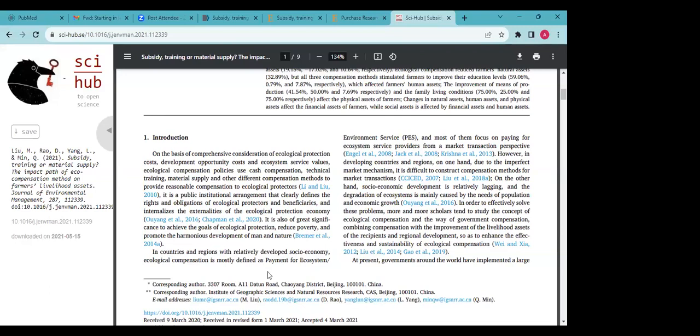So someone asked, can I use AJOL? I think AJOL is African Journals Online. Can I use AJOL to search for research articles based in Africa? Yes, the answer is yes.